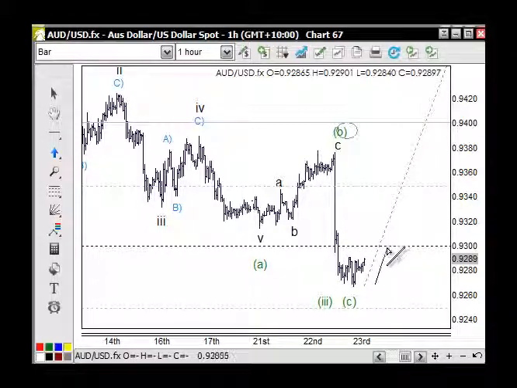But we would need to see an impulse wave like this here. I mean, that's a motive wave with the whole correctional pattern built into it. But we need to see that clear 5-wave structure there.